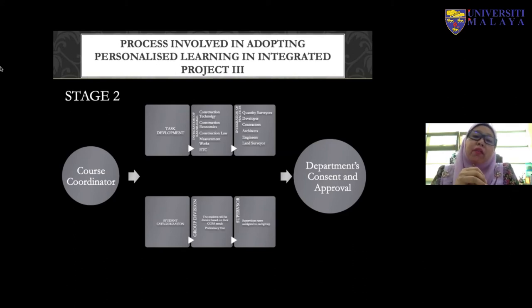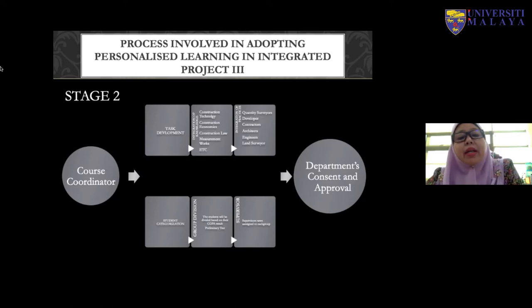Whereas for the integration of practices, the course coordinator has to ensure that the task given consists of several practices, for example, the quantity surveyor, developer, contractor, architect, engineer and land surveyor. Why we impose the integration of practices is because, talking about the quantity surveying field, our services are supported by these parties. So it is very important for the quantity surveyor to understand the scope and the scope of offer of other consultants in order for them to come up with their products.